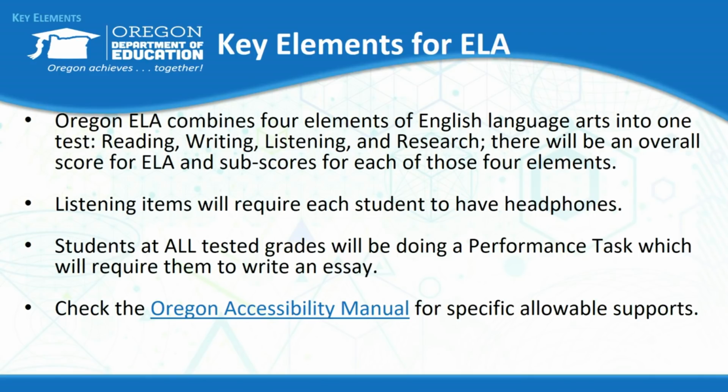The ELA summative assessment combines 4 elements of the English Language Arts into one test: reading, writing, listening, and research. There will be an overall score for ELA and subscores for each of those 4 elements. Listening items will require each student to have headphones. Please contact your school test coordinator to gain access to the headphones that were sent to your school by testing help. Students at all tested grades will be doing a performance test which will require them to write an essay. Be sure to check the OAM for specific allowable supports.